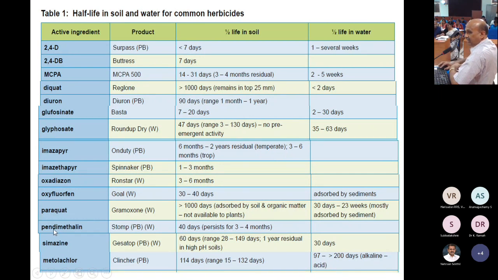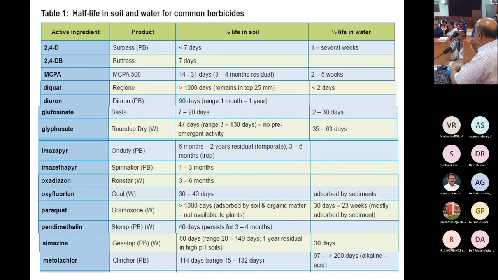Pendimethalin, as you know, is used as a pre-emergent herbicide. There are two types of formulations of pendimethalin: pendimethalin 30 EC and pendimethalin 38.7 CS, that is capsule suspension. When you compare the residual toxicity of these two, pendimethalin 38.7 CS, the capsule suspension, has more residual toxicity in soil. Simazine and metolachlor also have residual toxicity in soil.